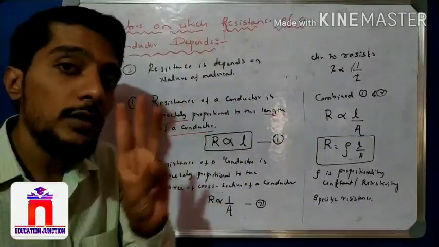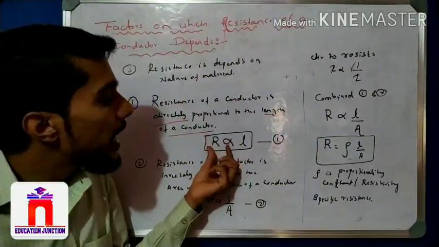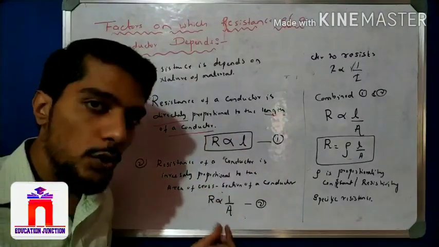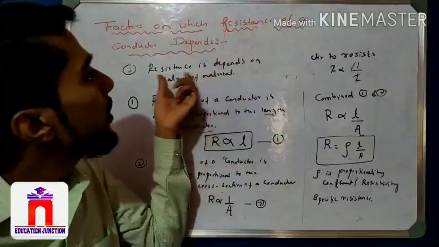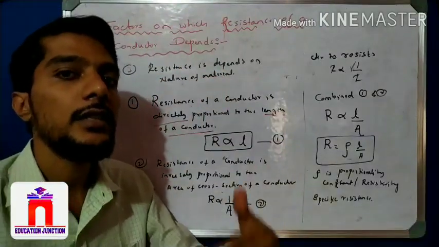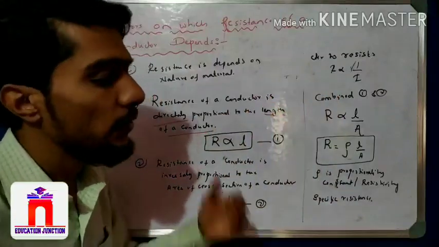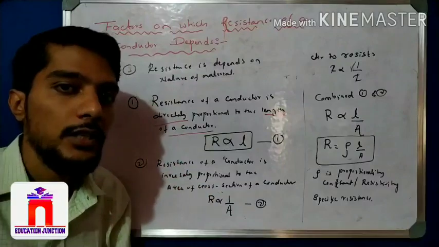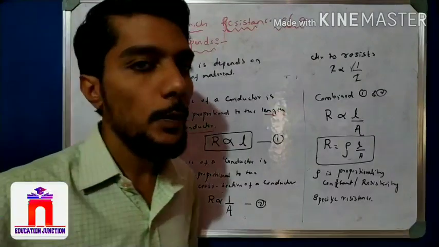So here we observe three points. One, resistance is directly proportional to the length; two, resistance is inversely proportional to the area; and three, resistance depends on the nature of the material, whether copper, silver, tungsten, etc. Different materials can offer different types of resistance. That is why we depend on resistivity.